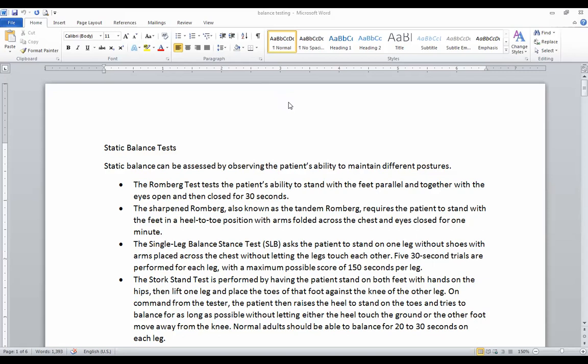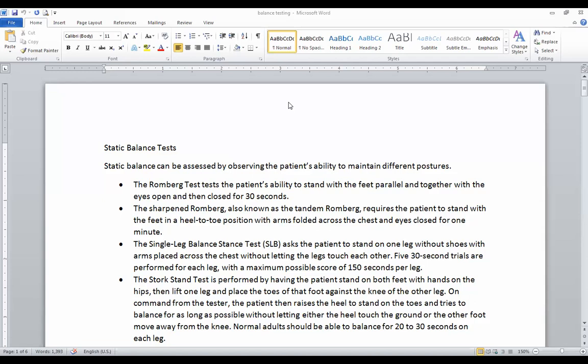Okay, so we will start with balance testing today. As we know, we have four types of balance: static balance, dynamic balance, then anticipatory and reactive. So first, our balance assessment will go into this type. They will be checking whether they have all these four types of balance.